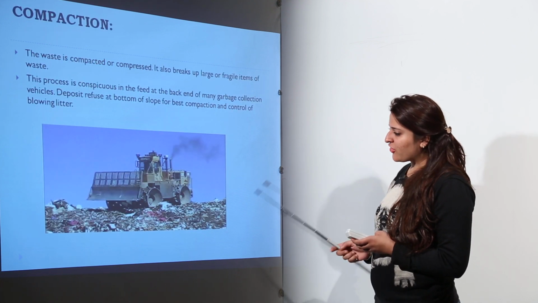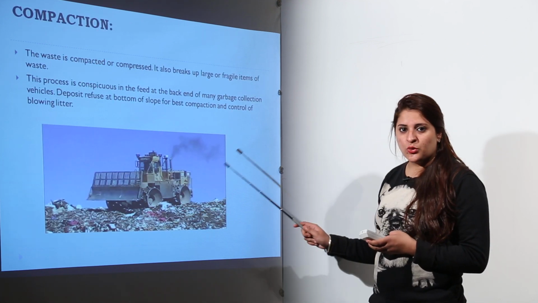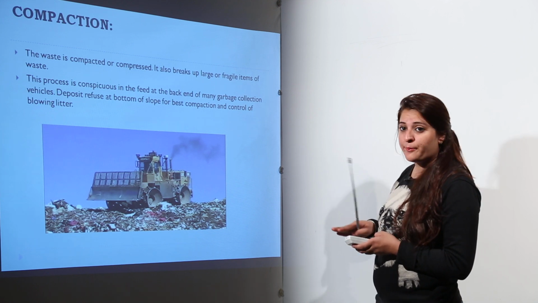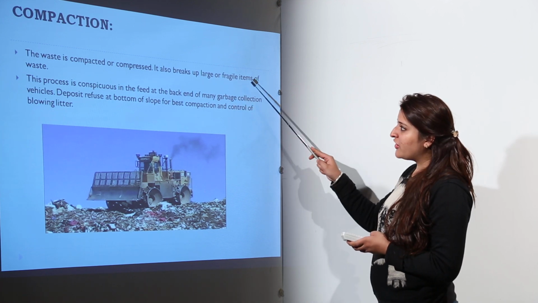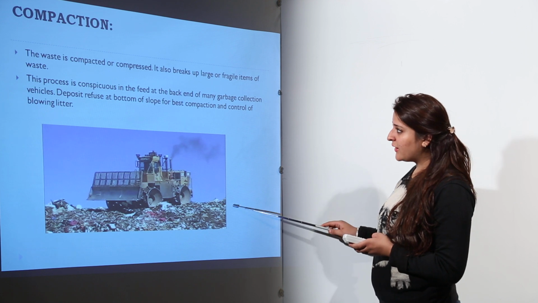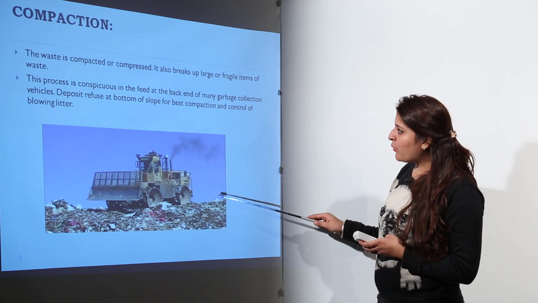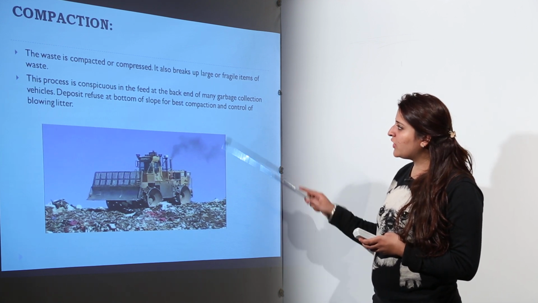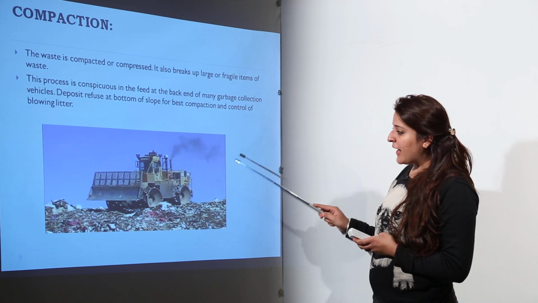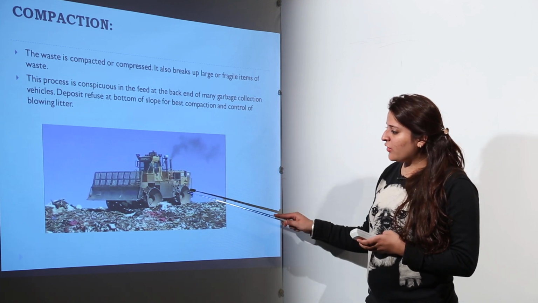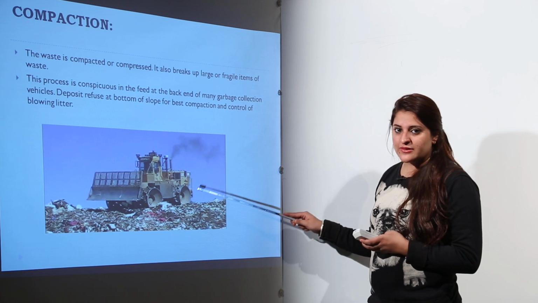The next method is compaction. As I have already told you what compaction includes: in this method we actually compress. We break up large or fragile items of waste using this method, and this process is very important. In this, we use many garbage collection vehicles, and with their help we compact or compress the large waste which is present.